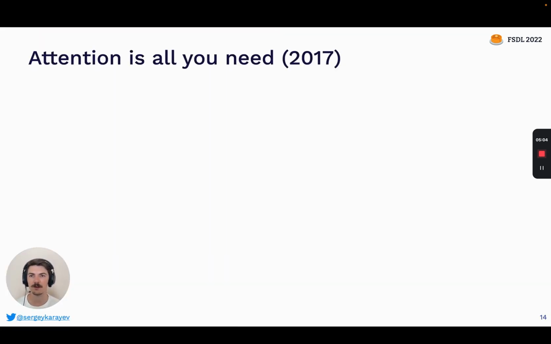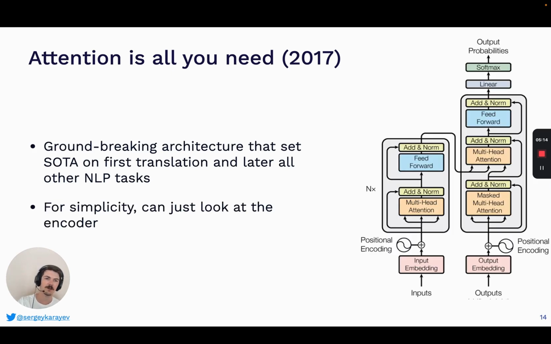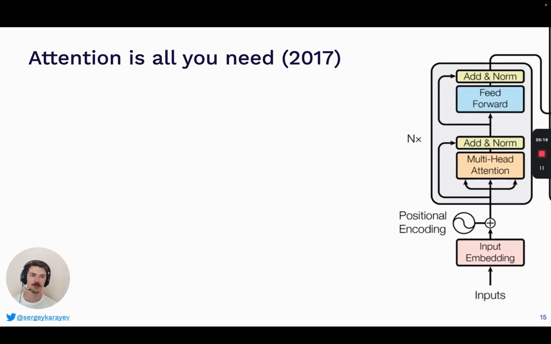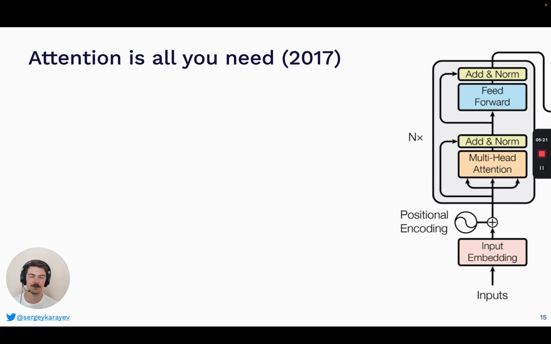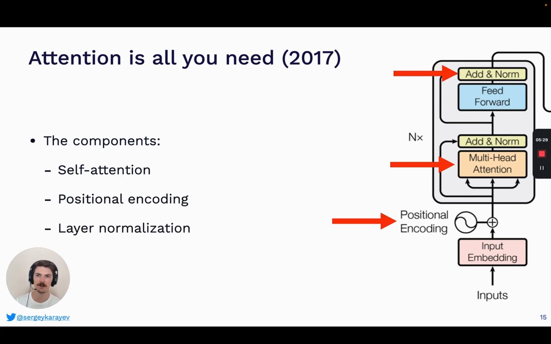They come from a paper called Attention is All You Need from 2017. It was a groundbreaking architecture. It set state of the art, at first on translation, later on a bunch of other NLP tasks. There's a decoder, encoder. For simplicity, let's just look at the decoder. It has all the stuff that the encoder has, but it's simpler. And the interesting components that it has are self-attention, positional encoding, and this layer normalization.